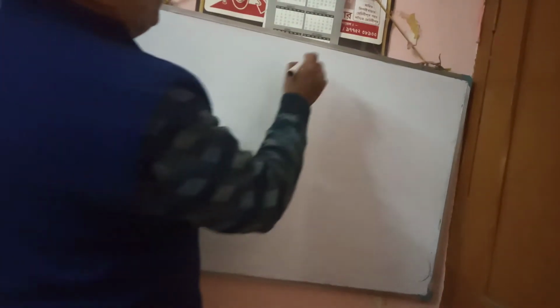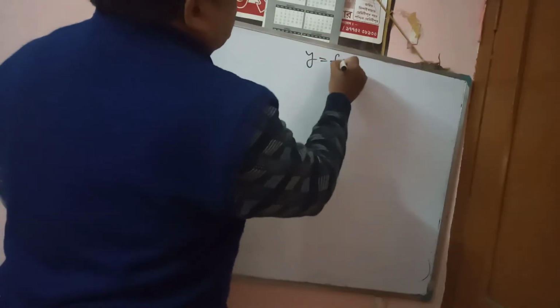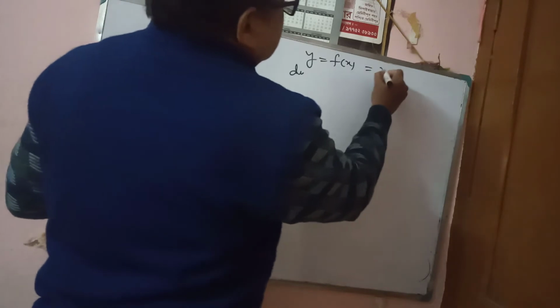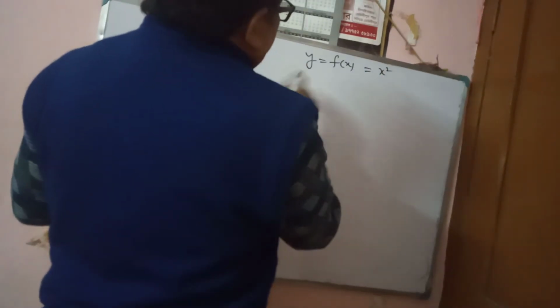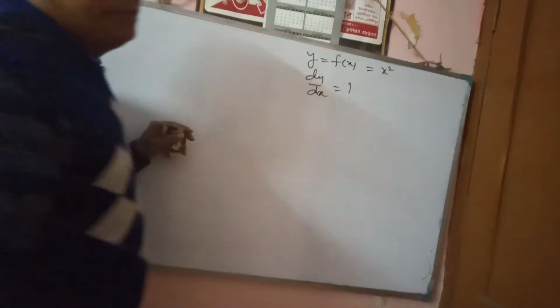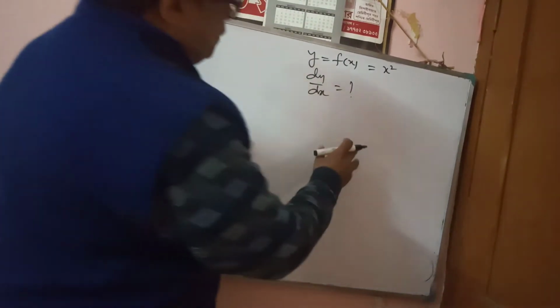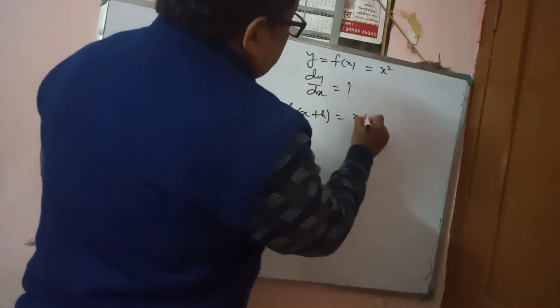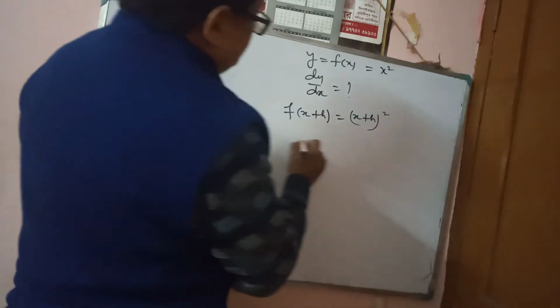Suppose y equal to f of x, and dy/dx is to be found, where f of x is x square, with the help of first principle. So write first f of x plus h, that is x plus h whole square.